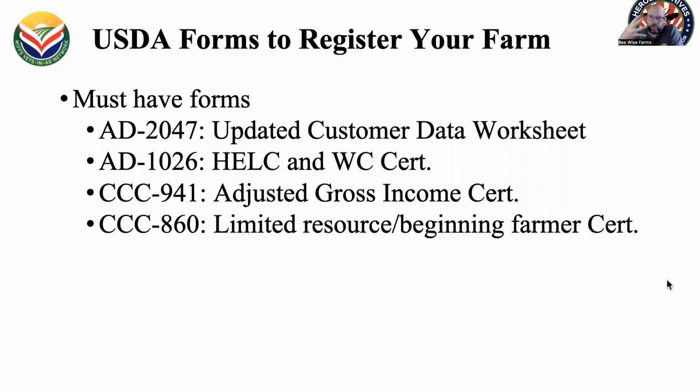So, the 4 forms that you have to register with USDA, and in this module, those forms are also attached as handouts. So you can print them out, you can bring them to your USDA office, or you can just go to your USDA office and request them. But the 4 forms you're going to need are the AD 2047.